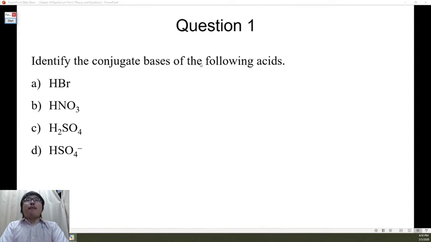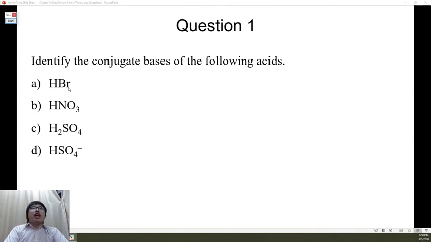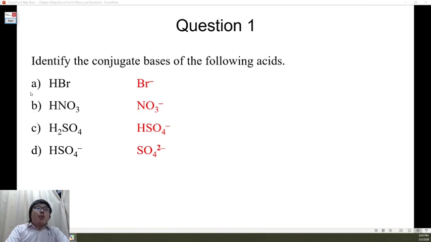Identify the conjugate bases of the following acids. Since we refer to all of these as acids, all you need to do is have all of them donate H plus. HBr, Br minus. HNO3, NO3 minus. H2SO4, HSO4 minus. HSO4 minus, SO4 2 minus. This is what happens when all the acids donate H plus, a proton.